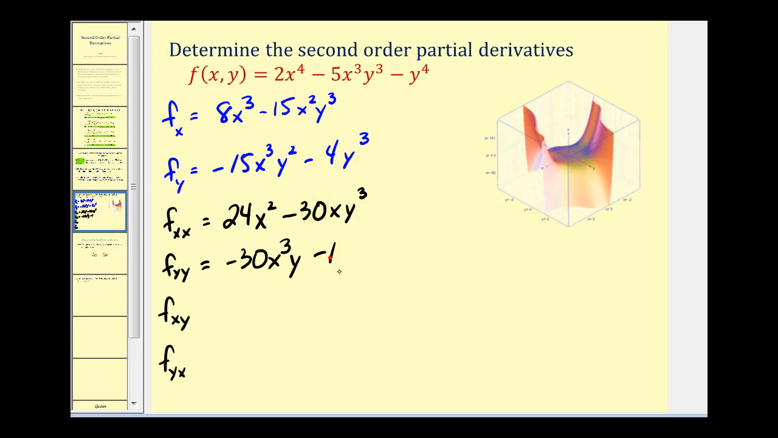minus 12y squared. Now for this mixed partial, we'll find the partial derivative with respect to x and then with respect to y. So here's the partial with respect to x, and now we'll differentiate this with respect to y, treating x as a constant. So this would be 0, and this would be multiplied by 3. We're going to get negative 45x squared and then y squared.